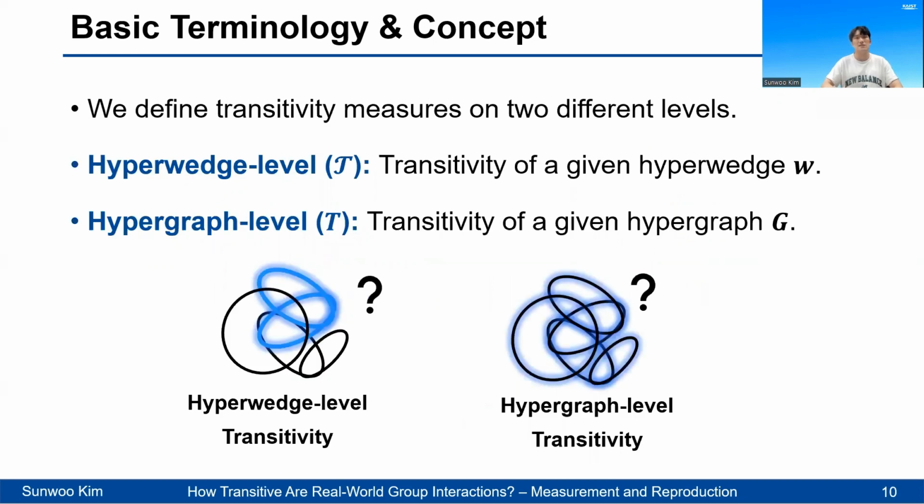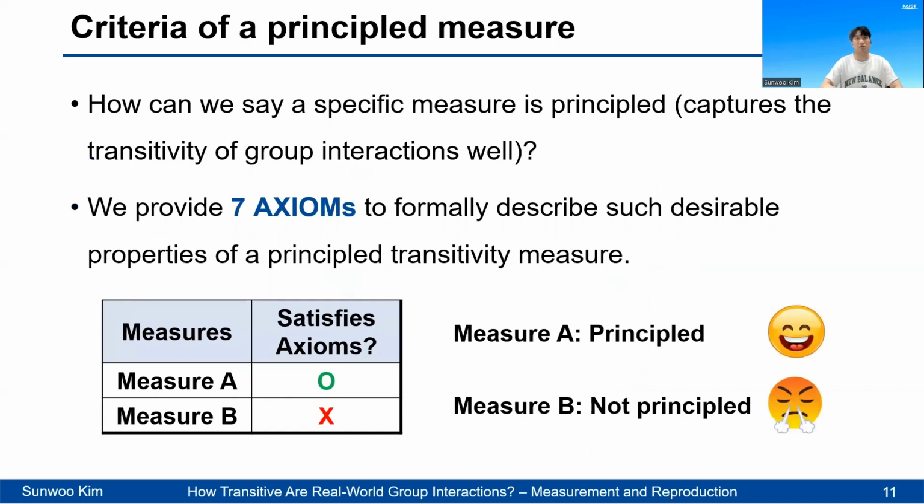Moreover, we define transitivity measures on two different levels. One is a hyperwedge level measure that measures the transitivity of a given hyperwedge. The other is a hypergraph level measure that measures the transitivity of a given hypergraph. Note that we aim to design a principled measure. Then, how can we say a specific measure is principled? To assess it, we provide 7 axioms to formally describe such desirable properties of a principled transitivity measure. That is, if a measure satisfies all the axioms, then we can conclude that the corresponding measure is principled.